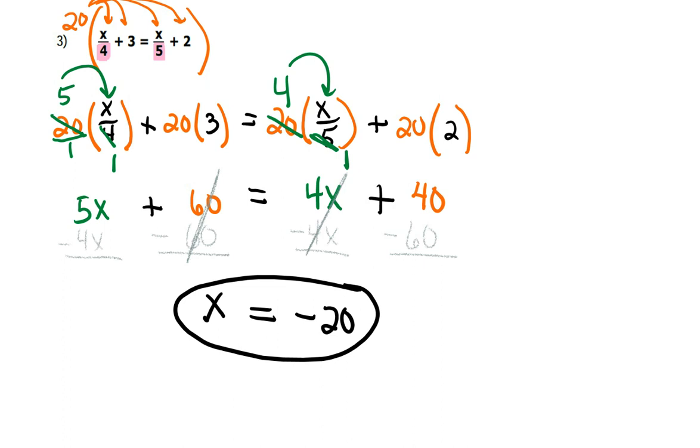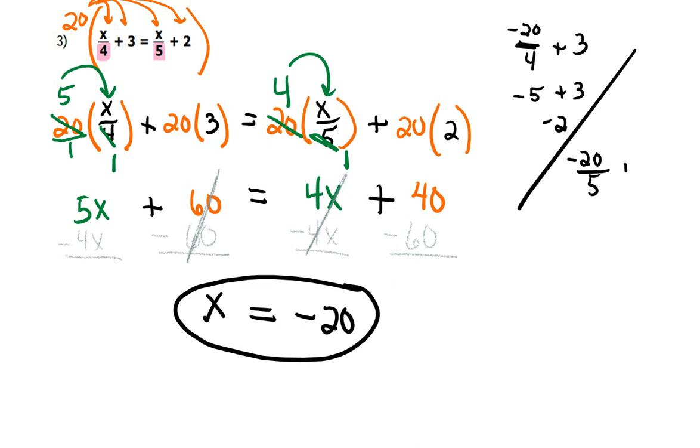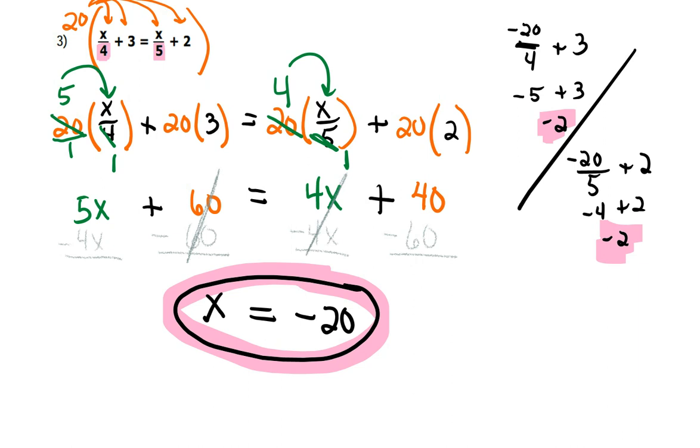original problem, which is x over 4. I'd have to put the negative 20 over 4 plus 3. That's going to be, what, negative 5 plus 3, which is negative 2. And then the other side of the equation is negative 20 divided by 5 plus 2. Negative 20 divided by 5 is negative 4, and negative 4 plus 2 is also negative 2. When I did both sides, I got negative 2, which tells me that this is the correct answer. Yay!